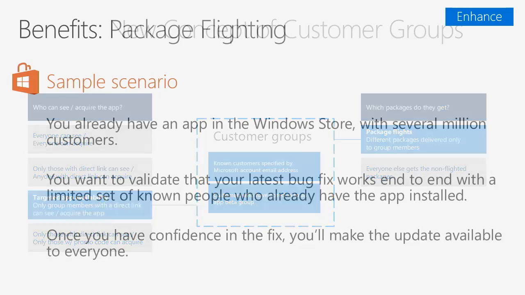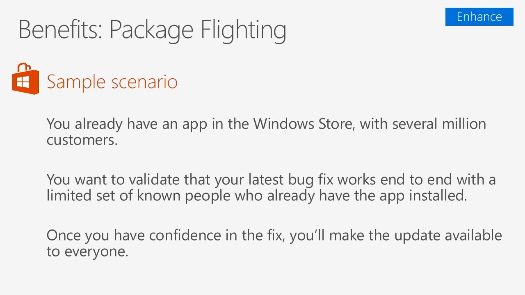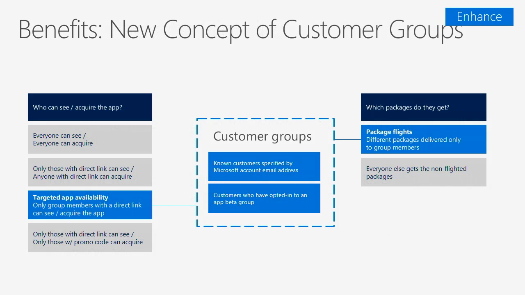In terms of the scenario, let's say that you already have an app in the Windows Store with about 7 million customers, and you want to be able to validate that your latest application fix works end to end without rolling it out to everyone. I mean, how many of us have been in a situation where we deploy an application but then have to do a rollback, and it gets very messy? I see a lot of smiles, a lot of head nods. So we want to make sure that you have confidence in the fix. This is one of the top new features that was requested for Windows Store. We announced it at Build, and it's been rolling out through August.